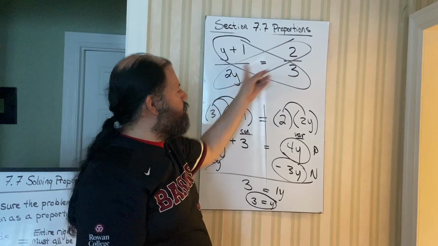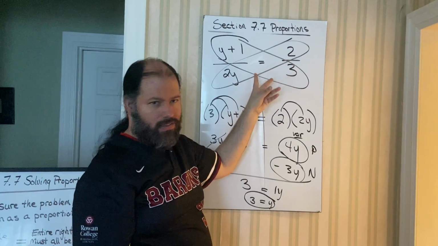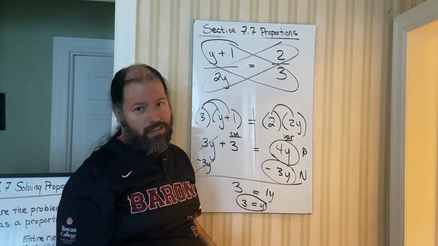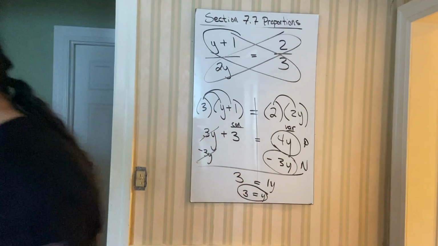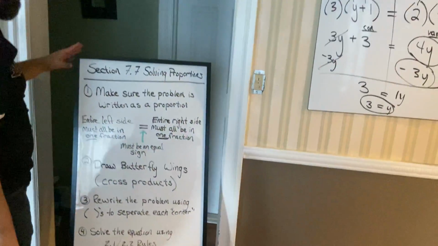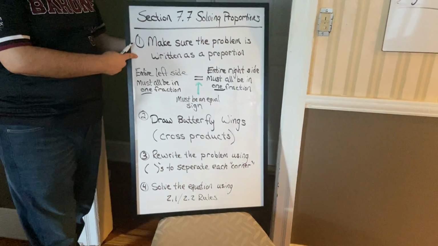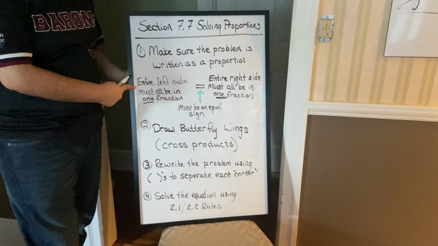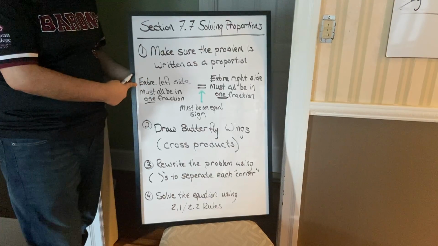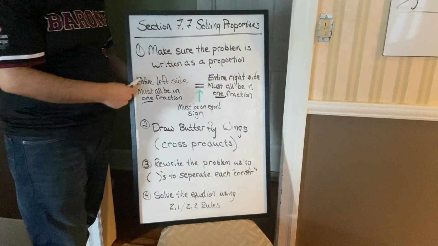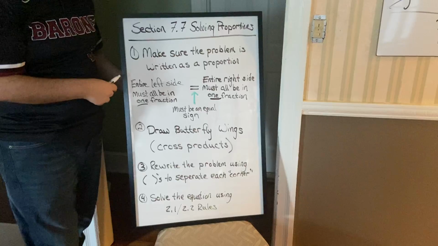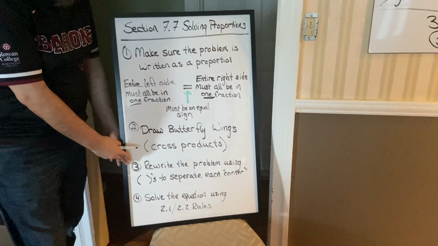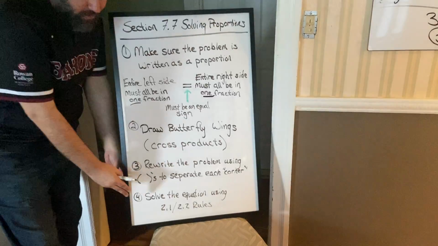So even though this looked very complicated with 2 fractions, I didn't have to worry about any fractions. That's the good thing about proportions. So make sure you understand our rules. Make sure that it's written as a proportion. Make sure that the left side is 1 fraction and everything is in that 1 fraction equals. Other side must be 1 fraction, everything in that fraction. Do your butterfly. Rewrite using parentheses to separate each corner, and then just do your solving steps.